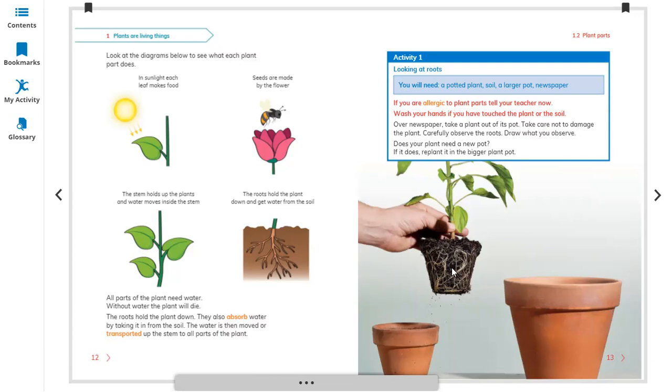You can see here all the roots are jumbled. So it's difficult to absorb the water and transport it from the roots to the stem. So does your plant need a new pot? Yes. The roots have grown and are moving around here and there, so it needs a bigger pot. If it does, replace it into the bigger plant pot.